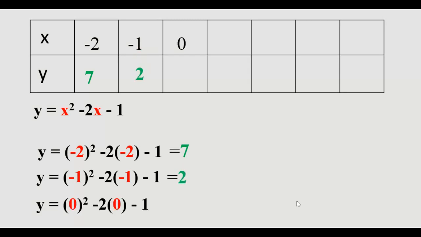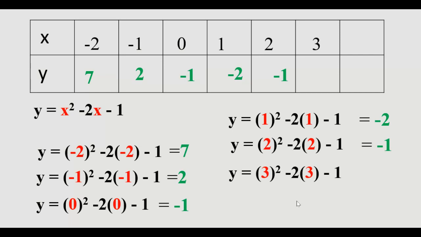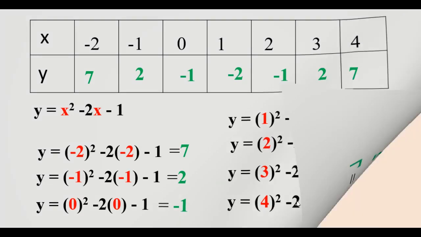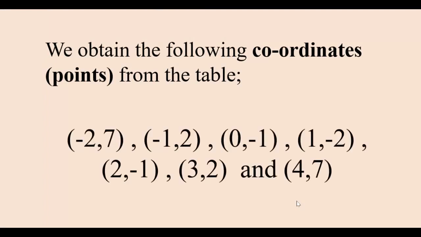Then substituting 0 in the equation, we get -1. Next one is 1. We substitute to give us -2. Then 2 gives us -1. We therefore next substitute 3 to give us 2, and finally substituting 4 shall give us 7. So therefore we obtain the following points from that table: -2, 7, -1, 2, 0, -1, 1, -2, 2, -1, 3, 2, and 4, 7.